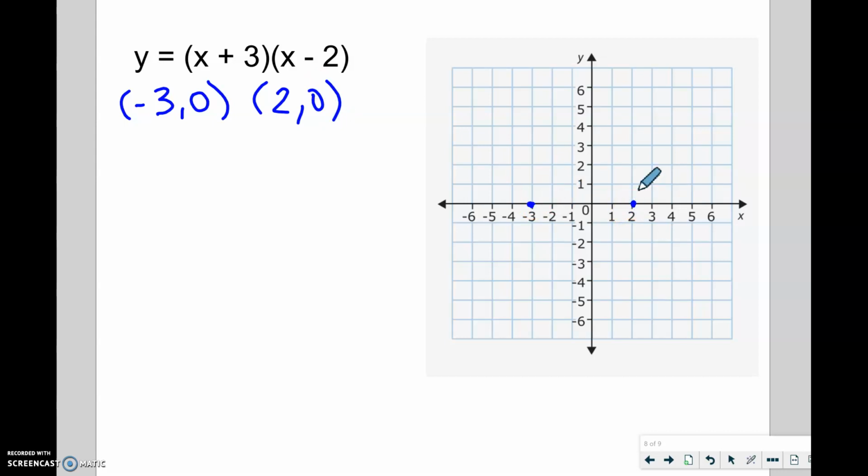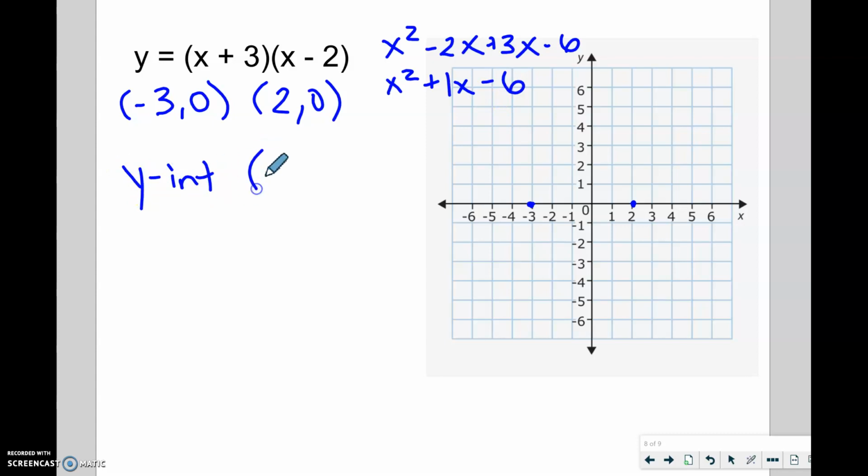Then I'm going to expand it. So I'd get x squared. I'm going to use FOIL. First, outside would be negative 2x. Inside would be 3x. And then 3 times negative 2 would be negative 6. Put that together, I get x squared plus 1x minus 6. And then I am going to use that to find my y-intercept, which would be the negative 6. So the y-intercept is at (0, -6). So that would be down here.